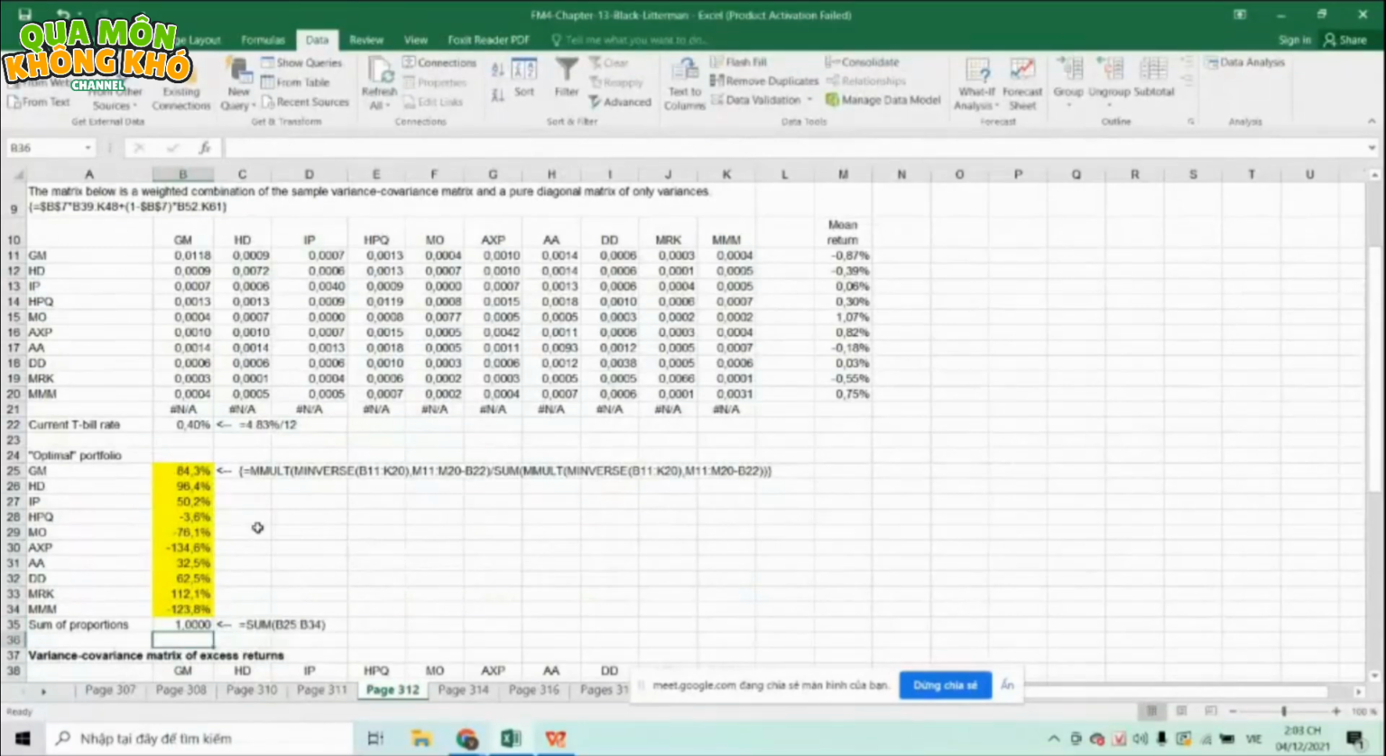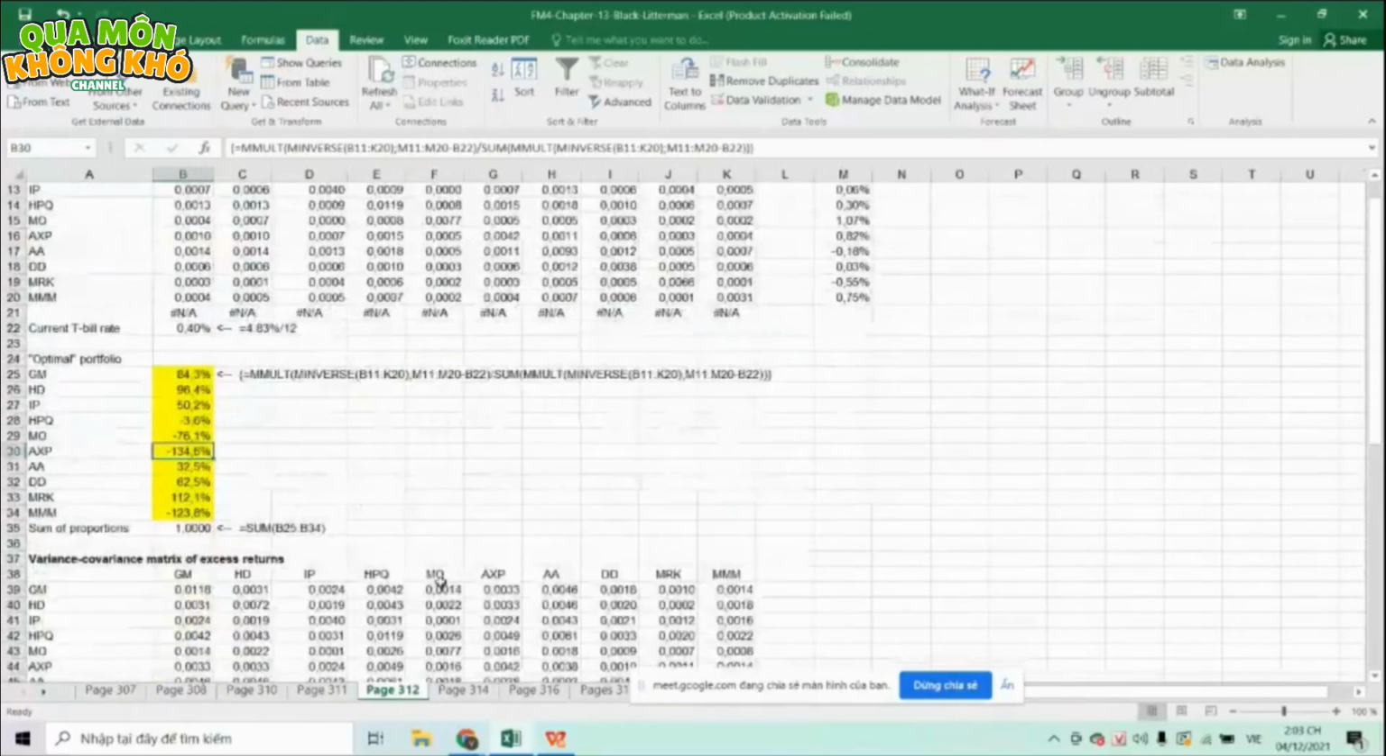So yeah, you can see here the large number in the previous page disappears after using a shrinkage matrix. The number here is smaller, so it can help the optimal portfolio contain fewer extreme long and short positions. Nevertheless, the problem with negative portfolio positions still exists. So that's why we need to use the Black-Litterman method.